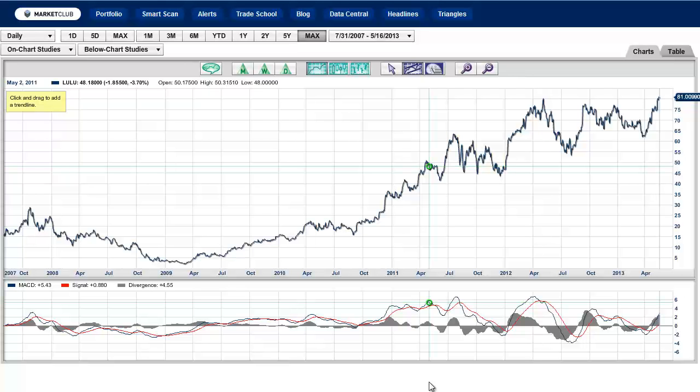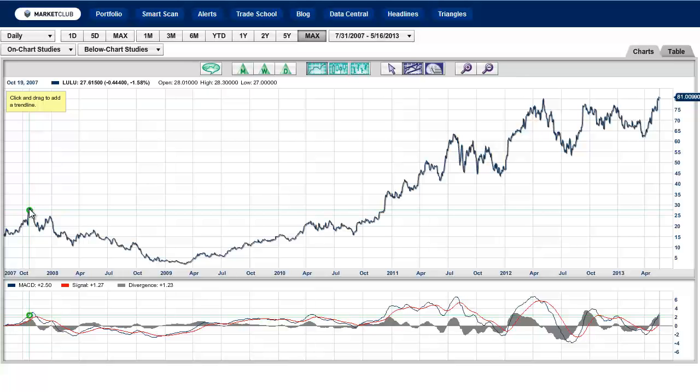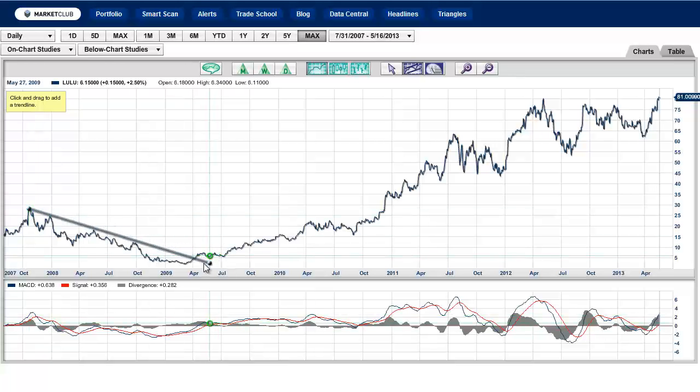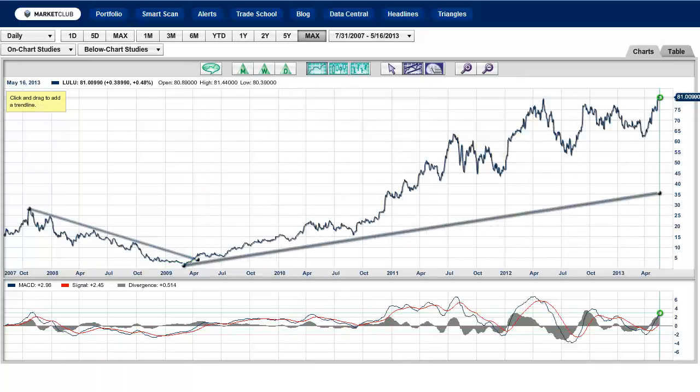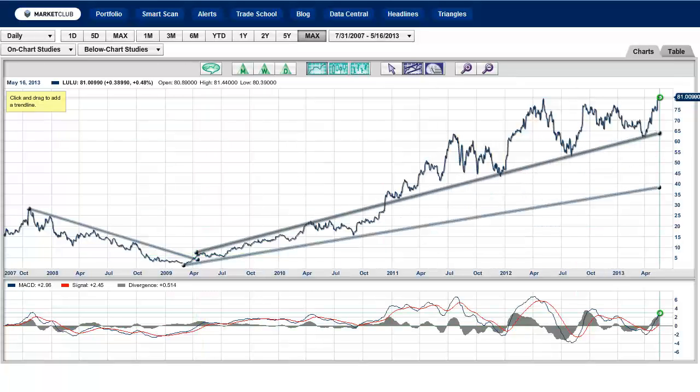And what it is, is a simple trend line. I'm going to show you how to draw the trend line using the MarketClub tool. I'm going to draw a series of lines on the chart, and I'm going to explain to you what they are afterwards. Okay, so see if you can determine where I'm going to draw the next trend line. Okay, you should be looking at three trend lines on the chart.